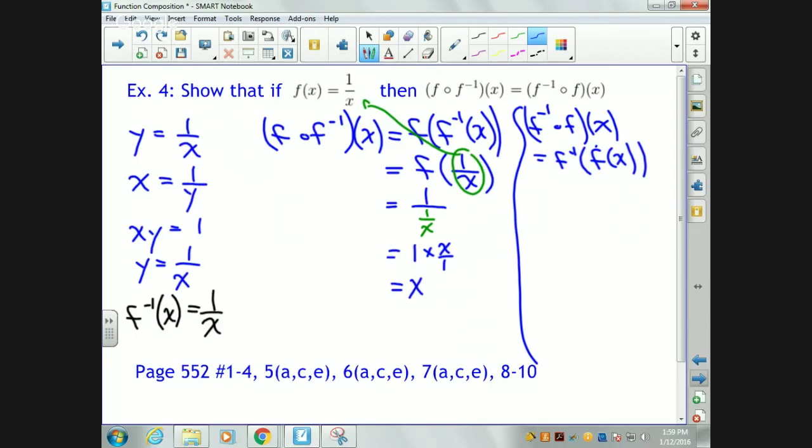So we want to evaluate the inverse at f of x. F of x is just 1 over x. So we're going to sub 1 over x into the inverse.